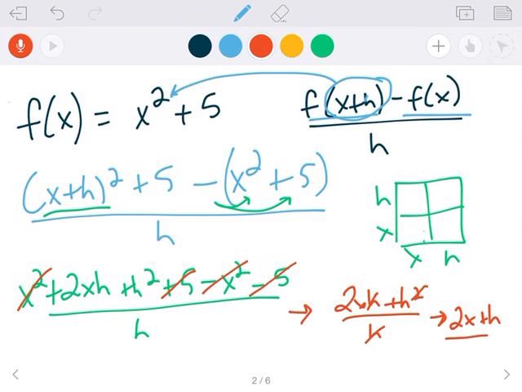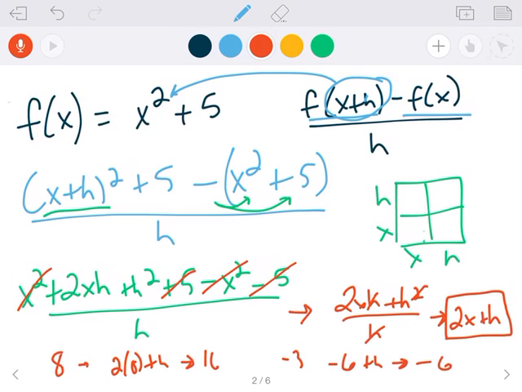Now the beautiful thing about this is that we can now pick any point on the function and find the IROC at that point. So if we want to find the IROC at 8, we would just put in 2 times 8 plus h and find the limit as h approaches 0, which would be 16. If we want to find the IROC expression at -3, we would just put in -3, so it'd be -6 plus h, and the limit as h approaches 0 would be -6.